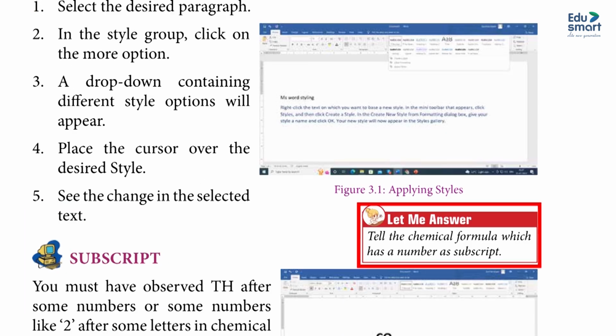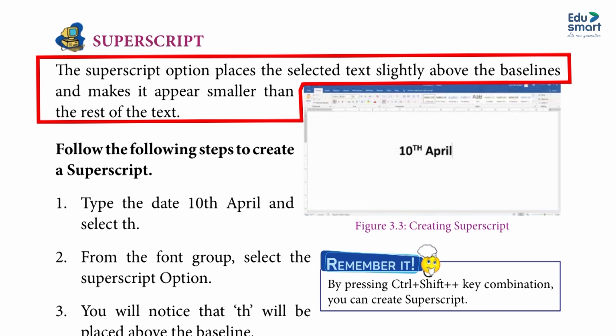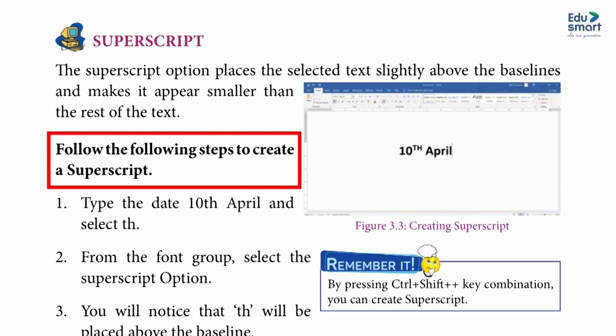Let me answer: tell the chemical formula which has a number as subscript. Subscript. You must have observed numbers like 2 after some letters in chemical formulas. Placing a number or letter above or below the baseline makes it either a superscript or a subscript. The subscript option places the selected text slightly below the baseline and makes it appear smaller than the rest of the text.